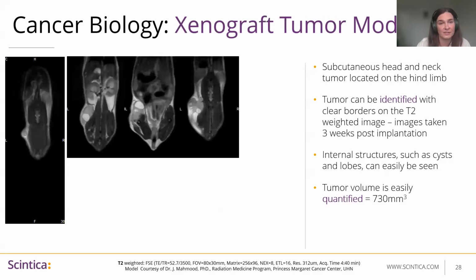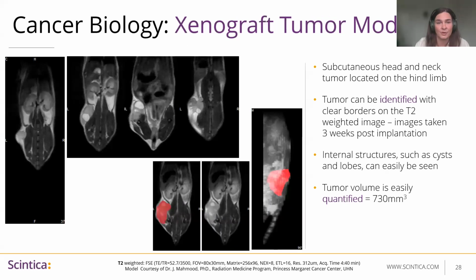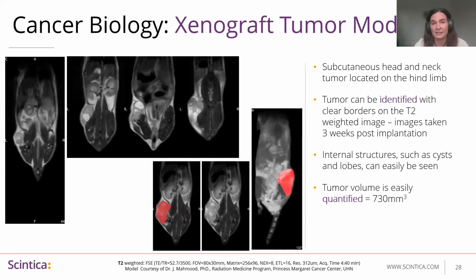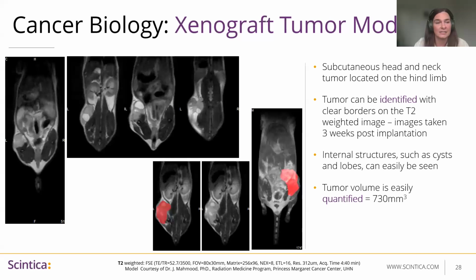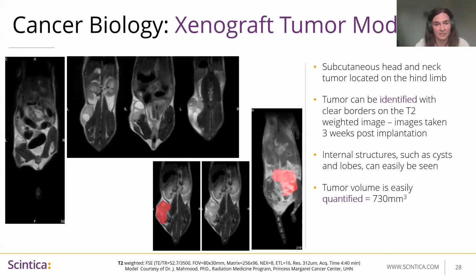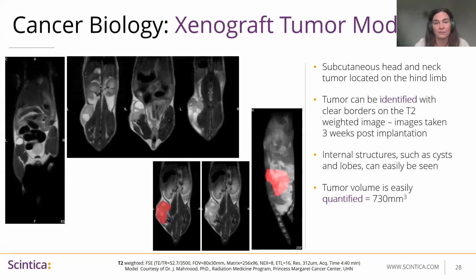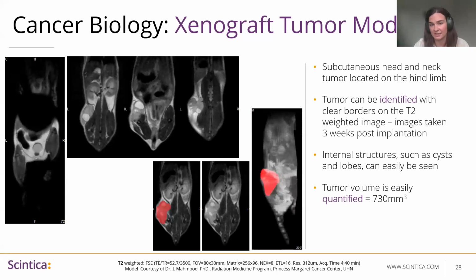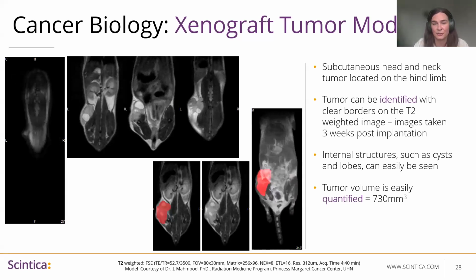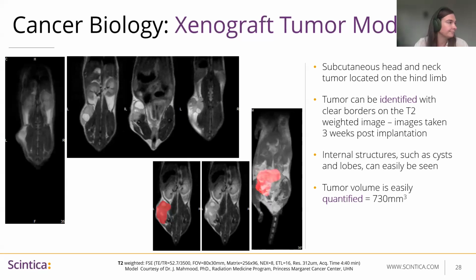In a similar model, the xenograft tumor model, we're able to essentially implant a tumor into the hind limb, identify those borders with either T1 or T2, and then quantify that over time. So in this case, the tumor volume is 730 millimeters cubed.